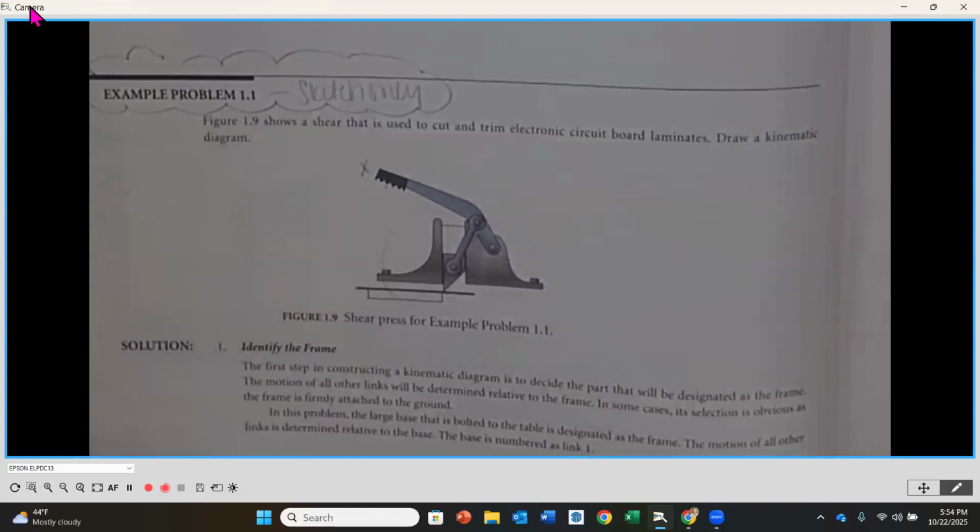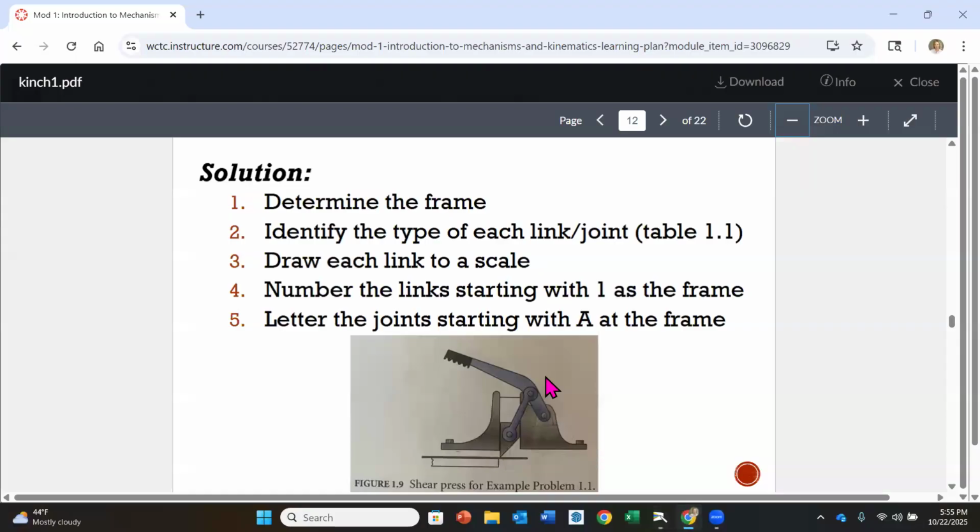So example 1.1, it says, figure 1.9, which is the illustration right down here, shows a shear that is used to cut and trim electronic circuit board laminates. Draw the kinematic diagram, okay? Now, as we look at this example, it gives us the steps for which we are going to use to create this diagram, but I also have them written on my PowerPoint presentation. So I'm going to go back briefly over here.